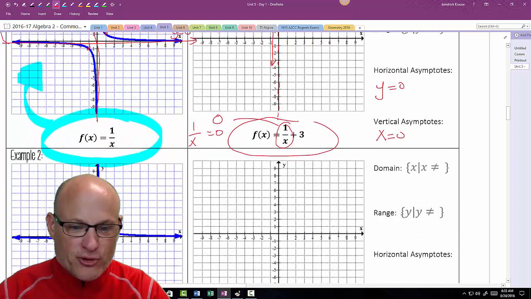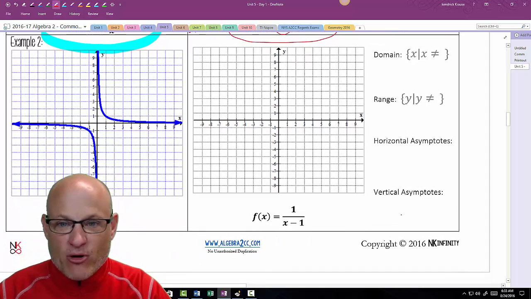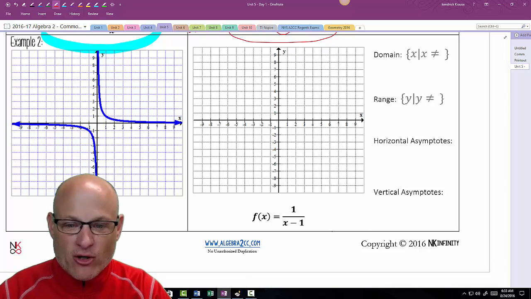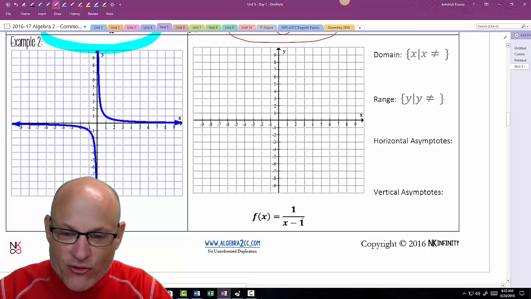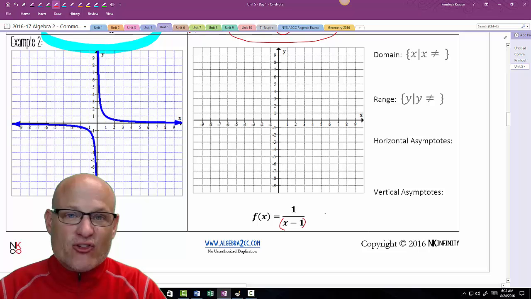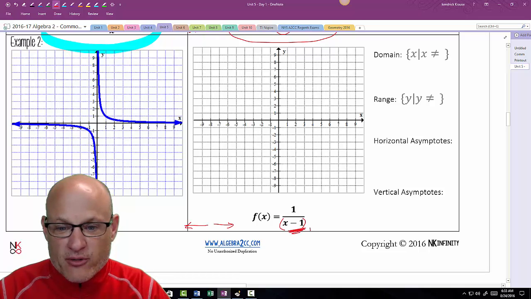All right, example 2. Again, I'm giving you the parent function on the left just as a reference. So what happened here? Oh, wait. I'm inside the parentheses, next to the x. That means this is going to be a shift left or right, depending on what this number is. And remember, it's backwards.